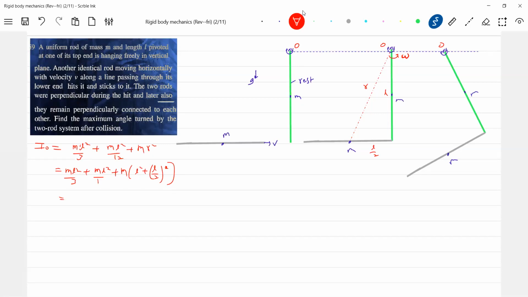How much will we get? L² by 4, 4, 3, 12. Okay, yeah. Check it once. I think, yeah, this will be it.